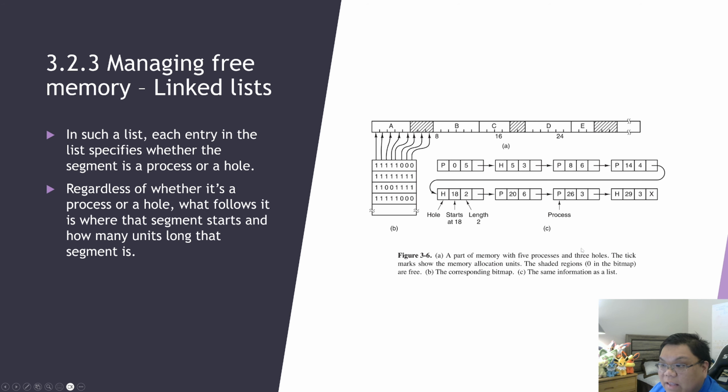So here in our linked list, we are sorting our processes and holes in order based on address, the order in which they appear from start to finish. Regardless of whether that is a process or a hole, we have information on where that segment begins and how large that segment is. So, P 0 5 means process starts at address 0 and is 5 units long. H 29 3 means this segment is a hole that starts at position 29 and is 3 units long.